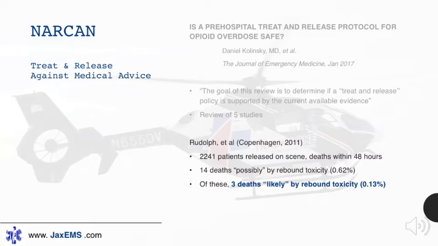There were 14 deaths possibly by rebound toxicity, but when they really looked at the data, and looked at the coroners to see if they had morphine derivatives in their blood and all that stuff, there were 3 deaths likely by rebound toxicity. So 3 out of 2,200, that's 0.13%. So yeah, 3 deaths sucks, but it's pretty low actually when we're releasing 2,200 people. So again, this is actually some of the most robust data we have. This is the largest study that we've seen on this.